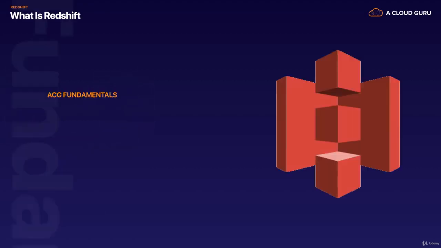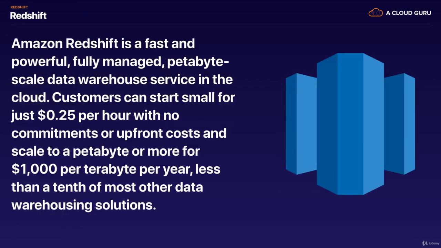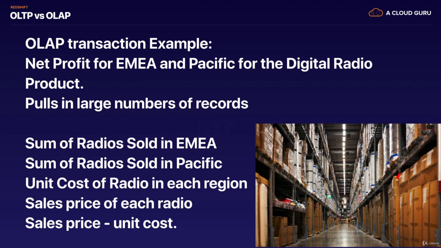In this lecture, we're going to look at Redshift. So what is Redshift? Well, you probably remember from the Databases 101 section that Redshift is a way of doing business intelligence or data warehousing in the cloud. So Amazon Redshift is a fast and powerful, fully managed petabyte scale data warehouse service in the cloud. Customers can start small for just 25 cents per hour with no commitments or upfront costs, and you can scale up to petabytes or more for $1,000 per terabyte per year, less than 1/10 the cost of most other data warehousing solutions.